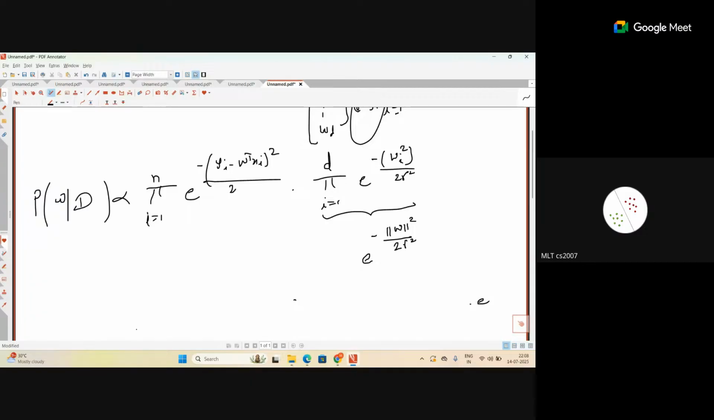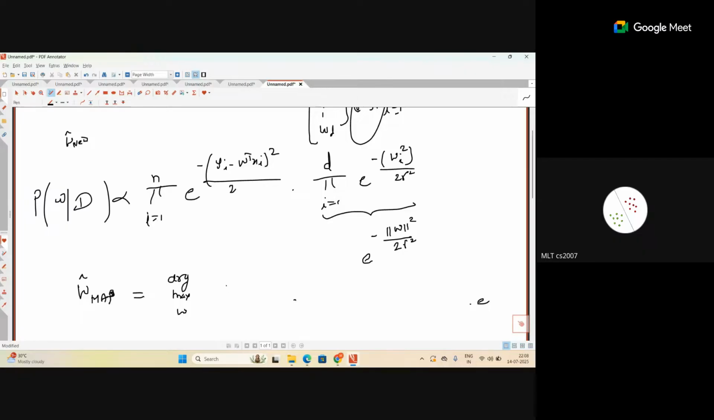Whatever you get, that I initially referred to as w hat mle. Now I'm just giving it a name instead of mle. It's called the MAP, which is the maximum a posteriori estimator, which is arg max over w. Again I'm taking the log likelihood. If I take the log likelihood, what will happen here?